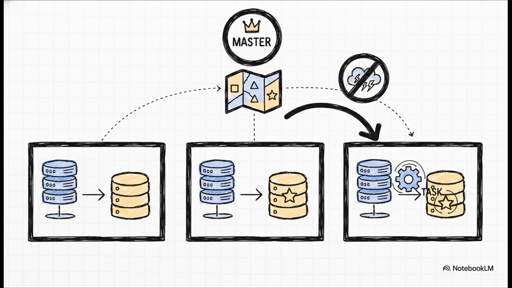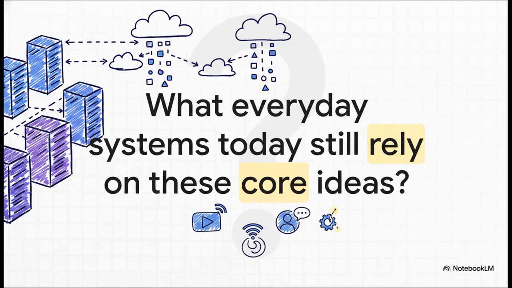So look, you might not be writing MapReduce code directly these days, but its DNA is everywhere. It basically proved you could solve gigantic problems using a bunch of cheap, unreliable computers. Which leaves us with a final question to think about. The next time your social media feed instantly refreshes or a search result comes back in milliseconds, think about the legacy of MapReduce. These core ideas, splitting up work, processing in parallel, and just expecting things to fail, they're still powering so much of the world around us.